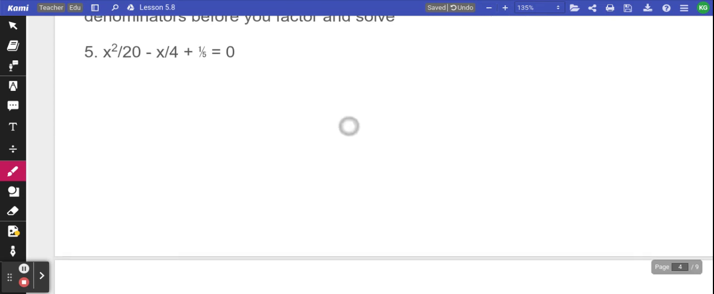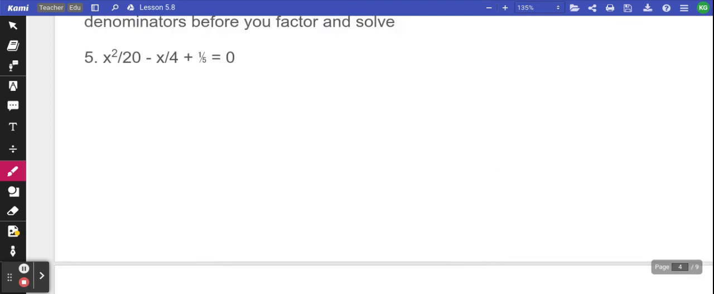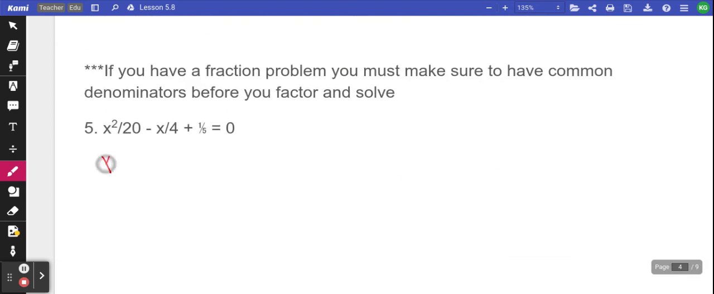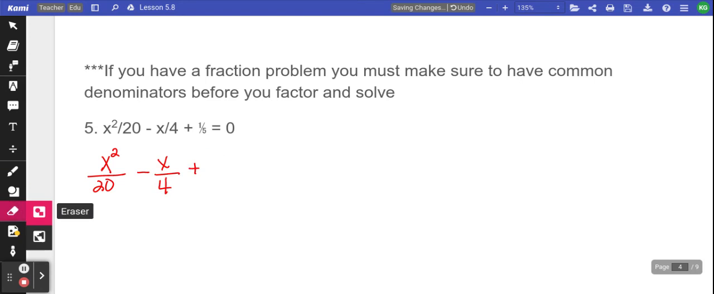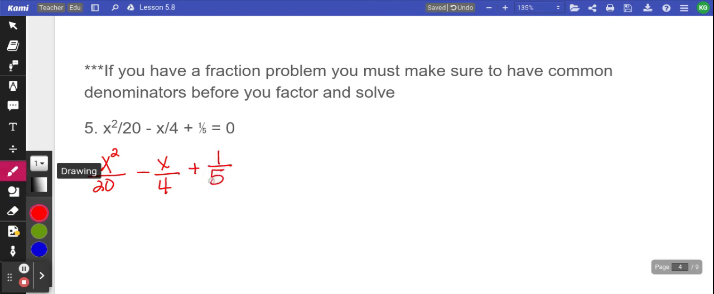This one we have here is a fractional problem. So I'm just rewriting it here so that you have it written nicely, since my program won't let me write fractions very well. And what we can do here is get rid of the denominators by making them all the same. So I would multiply them all to be 20.